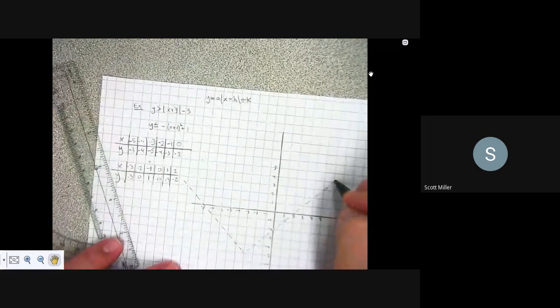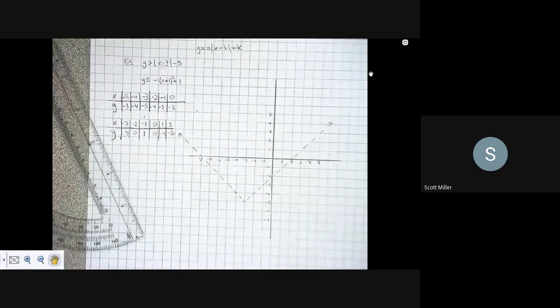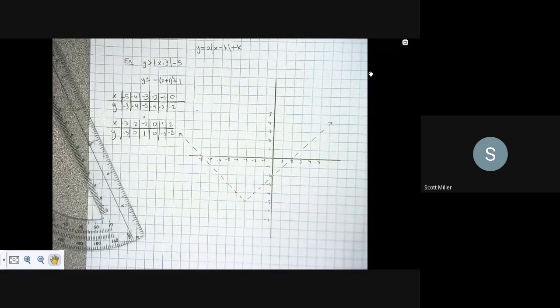Okay? Arrows on the end. And we'll label last. We'll come back and label points afterwards. So there's the top boundary curve. I have not done shading yet. We'll do that after we graph the other one.